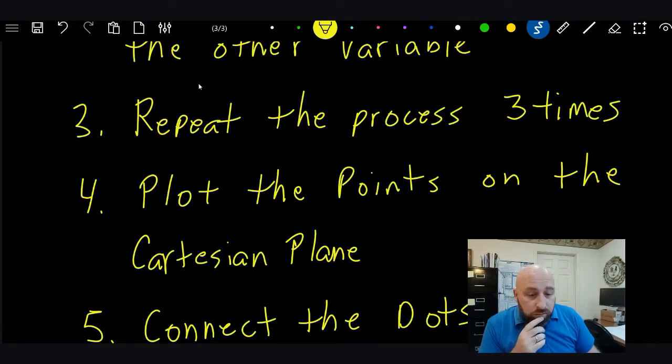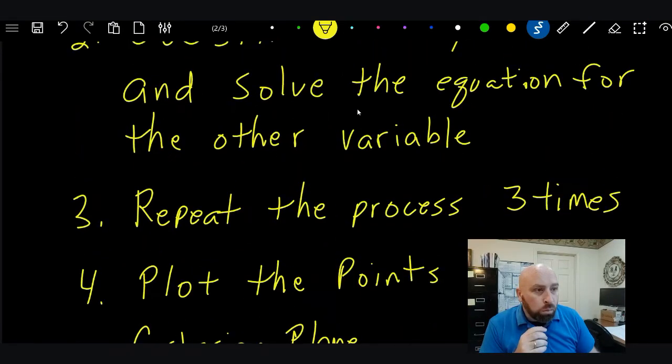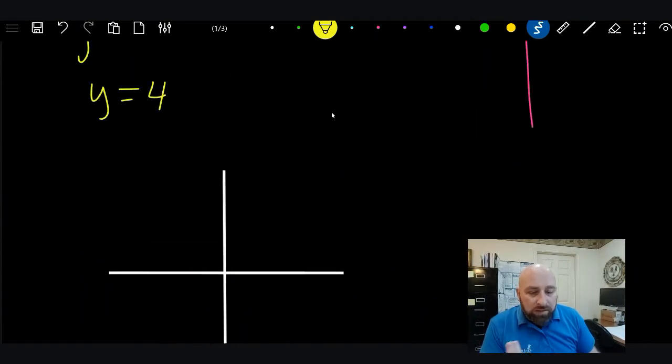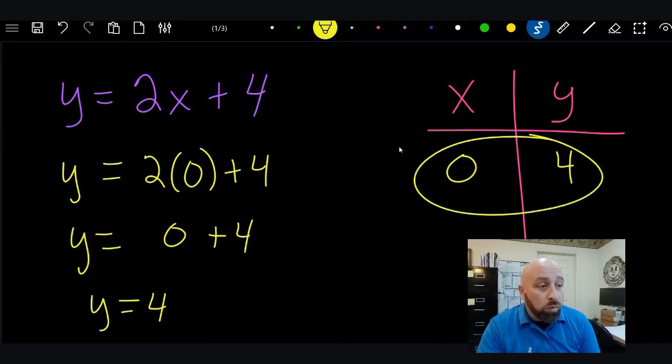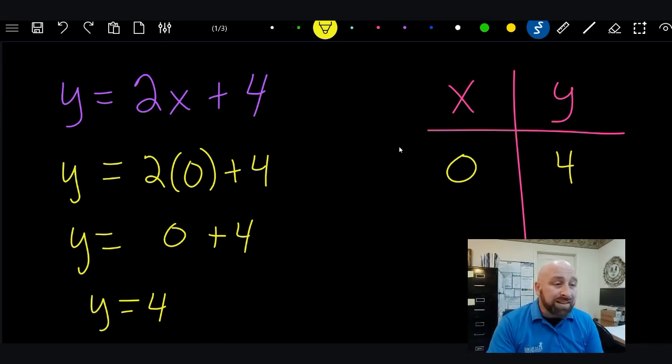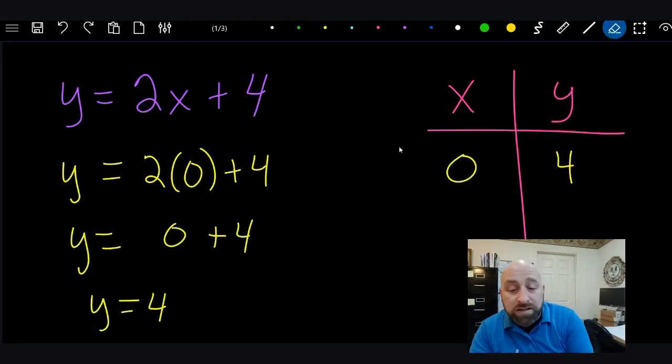And then, step number 3, repeat the process 3 times. Yeah, we have to do it 3 times. In other words, you can't graph your line with 1 point. You need at least 2 points, and I always do 3 points because 3 points checks your line and verifies that you are doing the right thing. So just trust me, you want to do this process 3 times. So let's start over again.